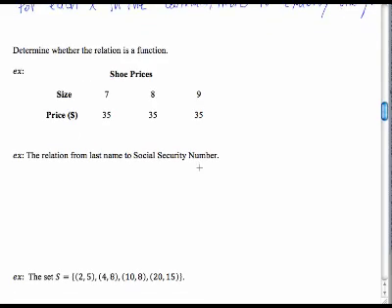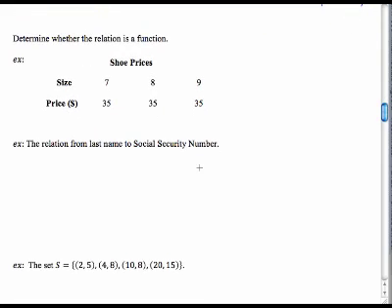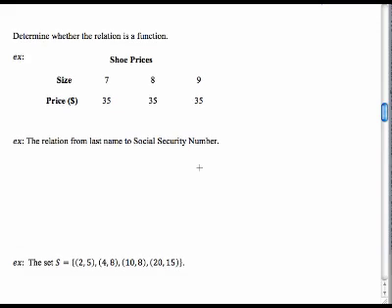Determine whether this relation is a function. When the shoe size is 7, price is 35. Only one price for that shoe size. When shoe size is 8, the price is 35. Again, there's only one price. And when the shoe size is 9, the price is 35. So this one is a function. Yes, the 35 is repeated, but for each of these x's, there's only one y.